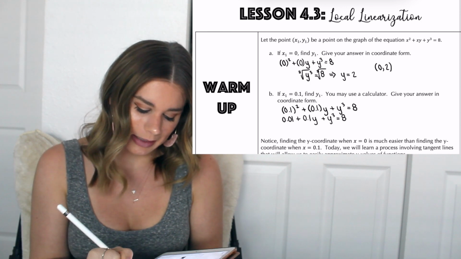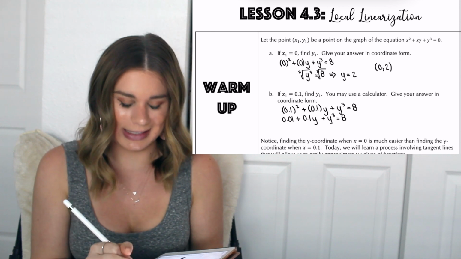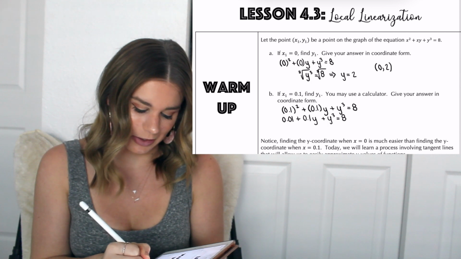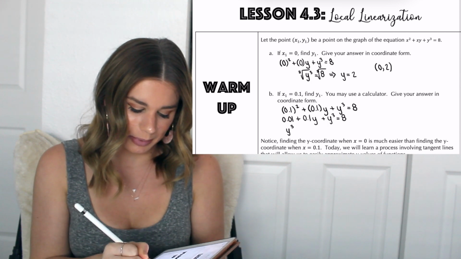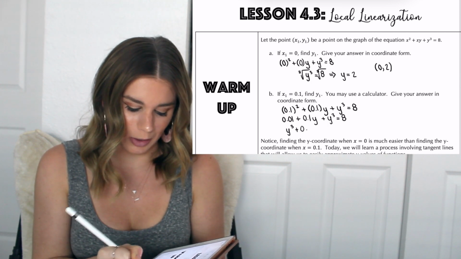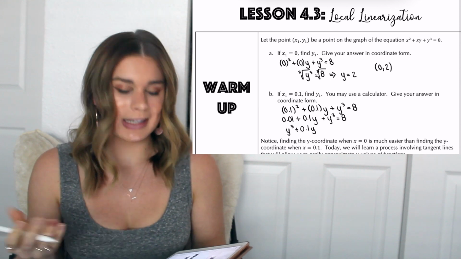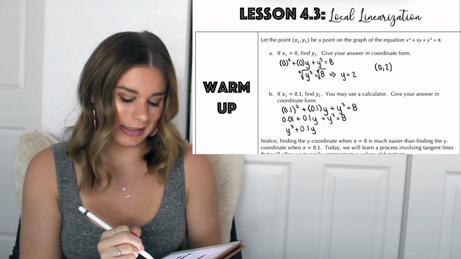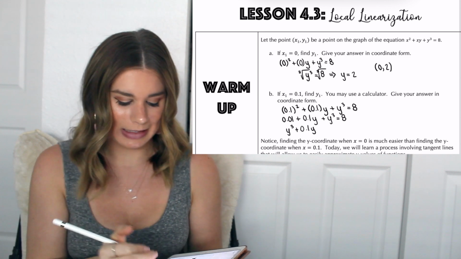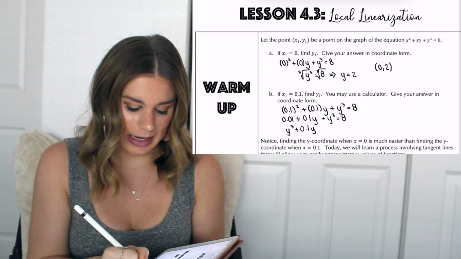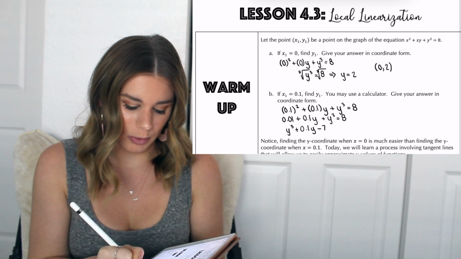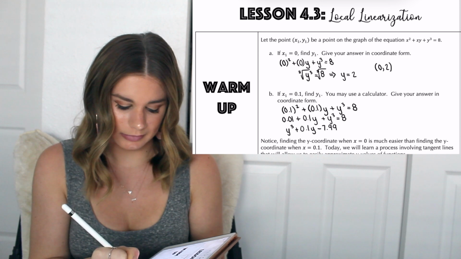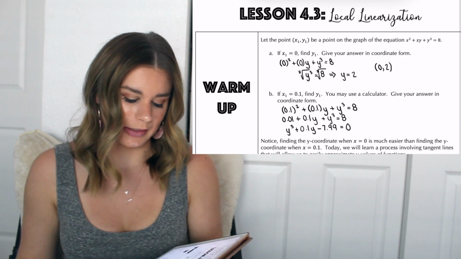Okay, so I'm going to subtract 8 from both sides and kind of reorder my function. So we're going to go ahead and reorder it to be y cubed plus 0.1y. Now we're going to subtract 8 from this. So 0.01 minus 8 is going to give us a negative 7.99. And that's going to be equal to 0.